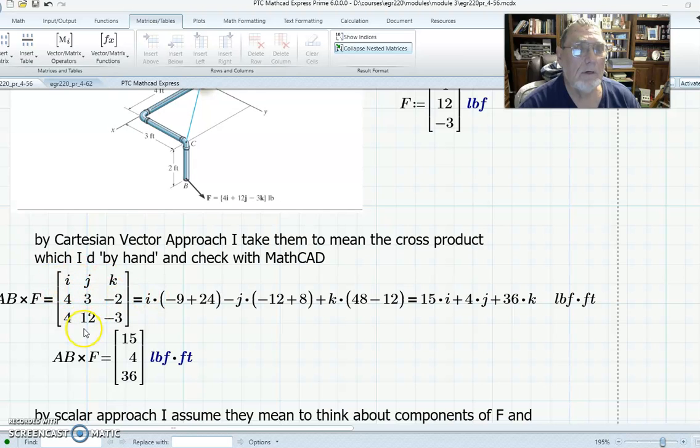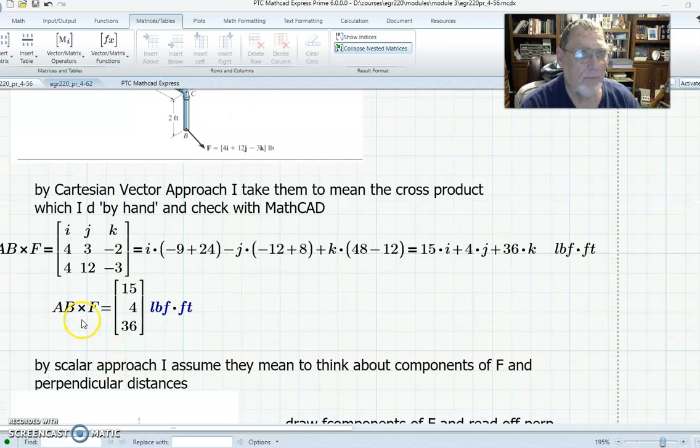And so you go I, minus J, plus K, cross out row and column. That's going to leave you 3 times minus 3 minus 9, subtract minus 2 times 12, which is plus 24. And then row and column, so 4 times minus 3, subtract minus 2 times 4. So that'll give you minus 12 minus minus 8, or plus 8. And then row and column for K, 4 times 12, which is 48, subtract 4 times 3. Then you do your arithmetic, you get 15I, 4J, 36K, foot-pounds. And then I let MathCAD do it by just using the cross-product operator and check it, and it worked out good.